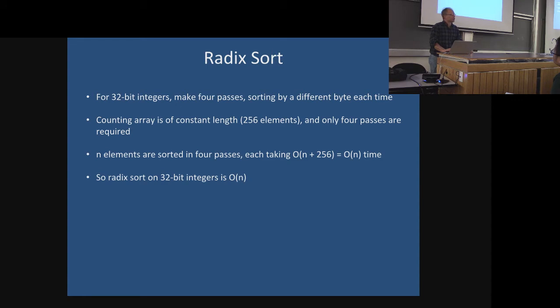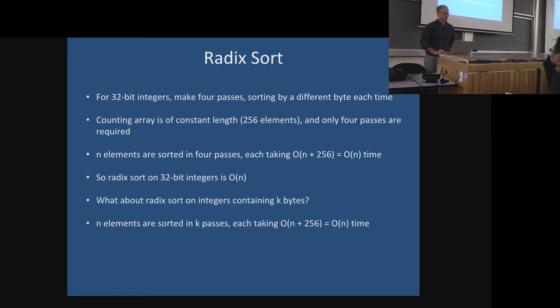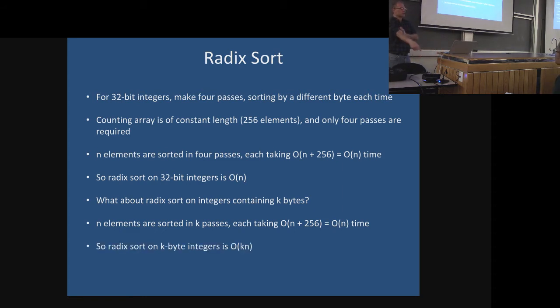Now, what happens if you're sorting big integers, k-byte integers? What's the complexity going to be? So arbitrary length, but we'll let k be the maximum number of bytes of the largest integer. So k is a variable. It's going to be k passes, each of complexity n. So it's O of kn.